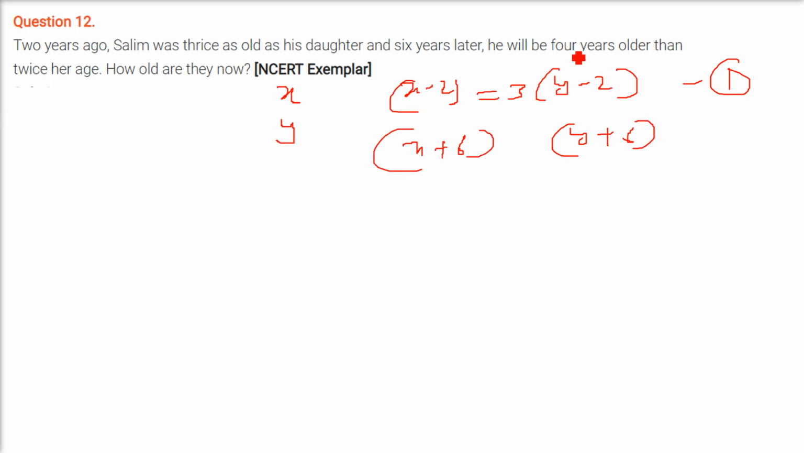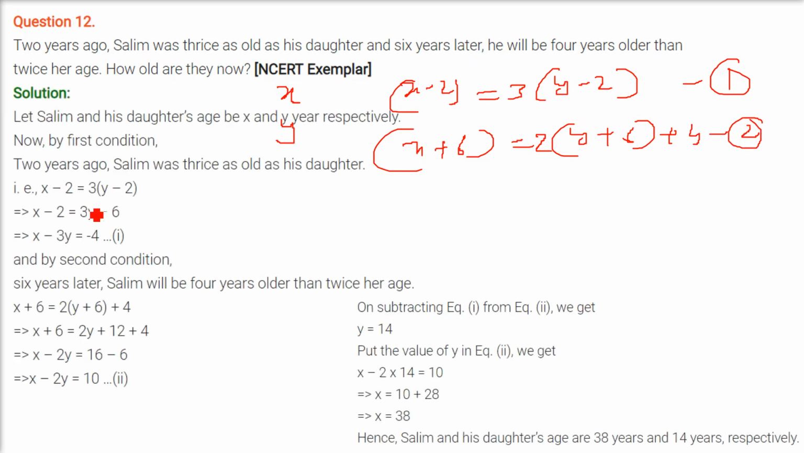6 years later, he will be 4 years older than twice her age. So we equate them, and this is our second equation. So x minus 2 equal to 3y minus 2, that is x minus 3y equal to minus 4 is the first equation, and this boils down to x minus 2y equal to 10. You know how to solve these two equations. x will come as 38, that is Salim's age, and 14 will be the daughter's age.